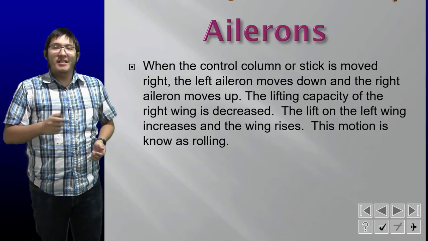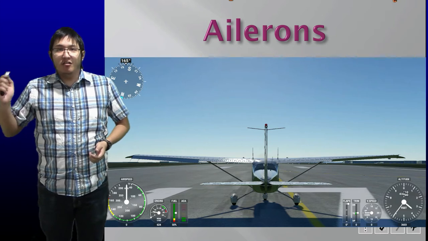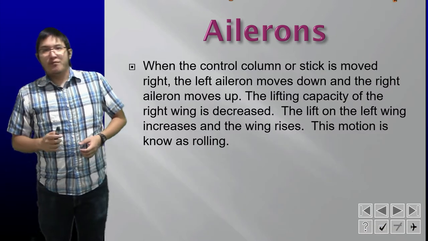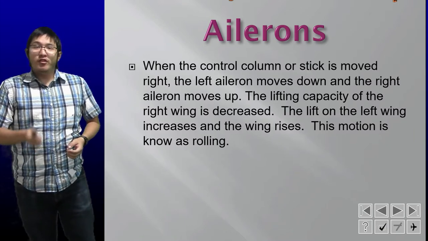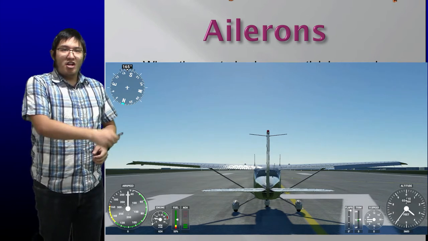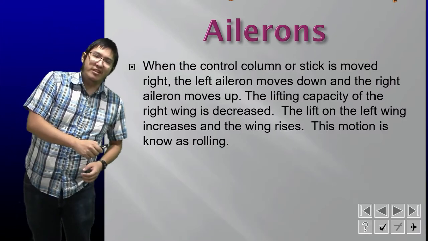So as your control column is moved to the right, then your right aileron goes up, your left aileron will go down, and you will roll to the right. As you move your control column to the left, then your left aileron will go up, your right aileron will go down, and you will roll to the left.